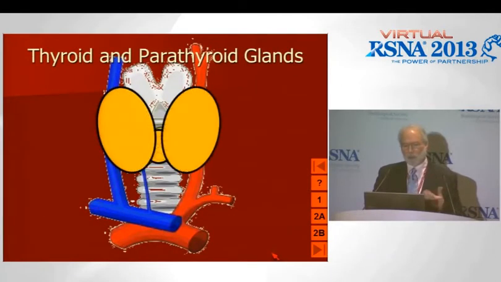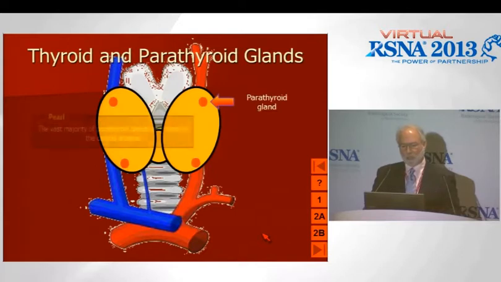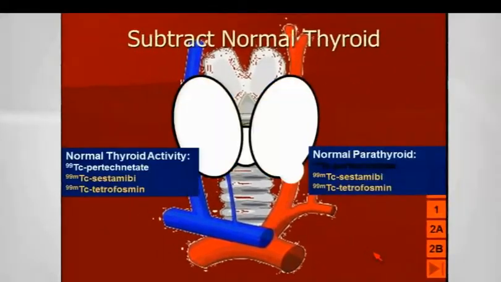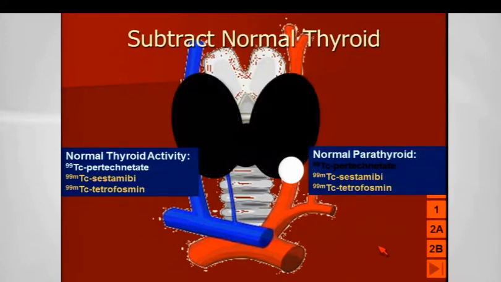So if we think about the normal thyroid and parathyroid, the thyroid will pick up pertechnetate, but sestamibi will be picked up by both the thyroid and by the parathyroid glands. So if you have an adenoma, it might be difficult to identify the contour for a small lesion. But what you do is you take the pertechnetate image and you subtract that from the sestamibi image, and what you end up with is seeing the adenoma showing up and everything else is subtracted.